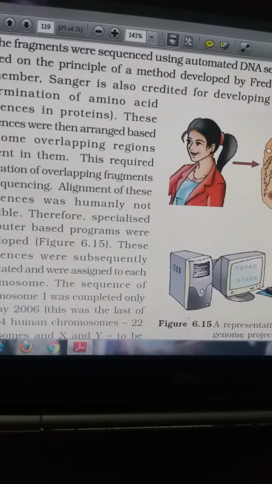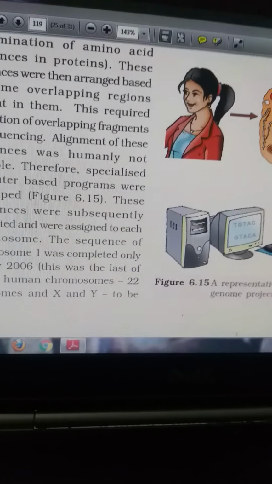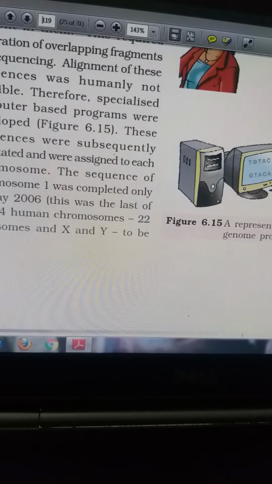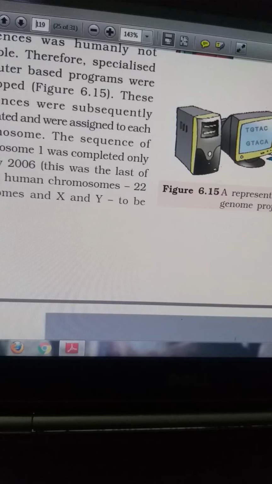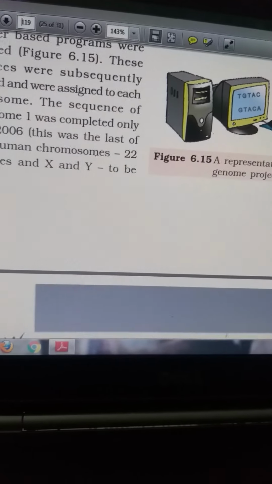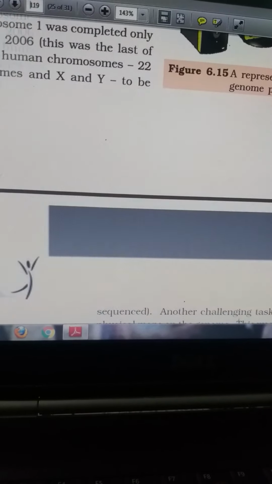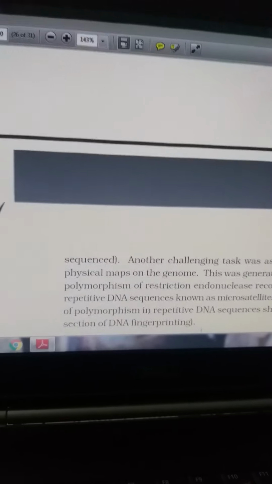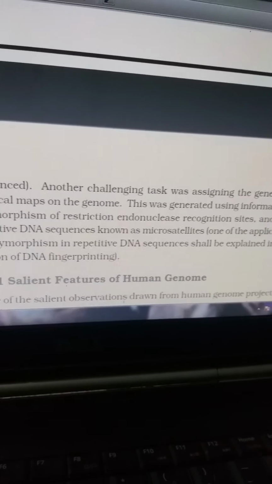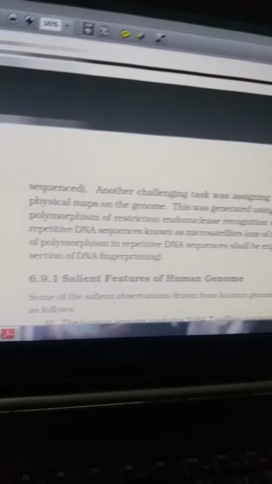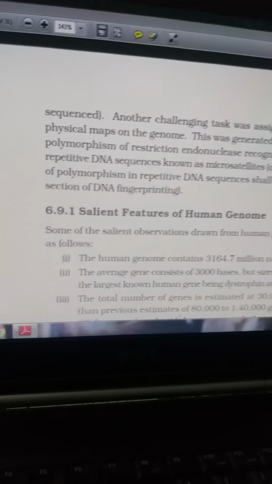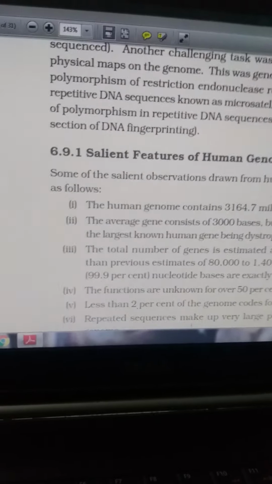Sometimes it is not possible to study because we have 22 pairs of autosomes and XY. So we have a huge number of chromosomes with a huge variability. It is a very challenging task for assigning the genetic and physical mapping of the genome. But what are the salient features?